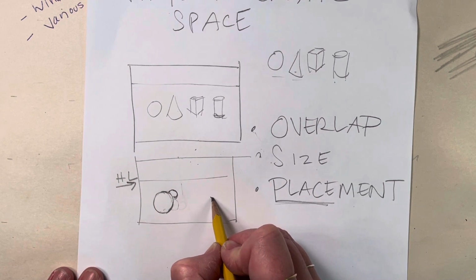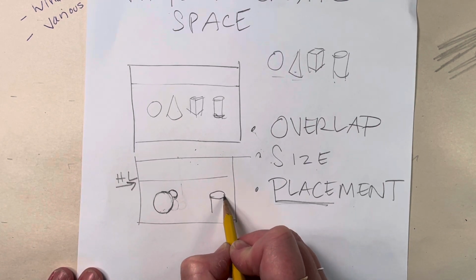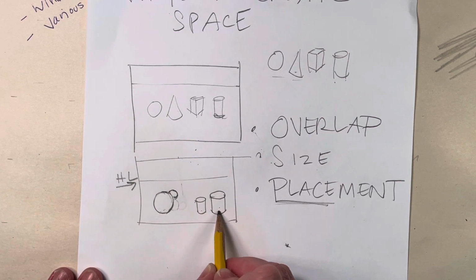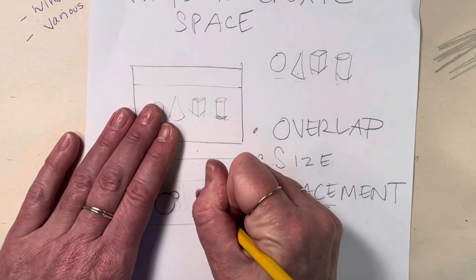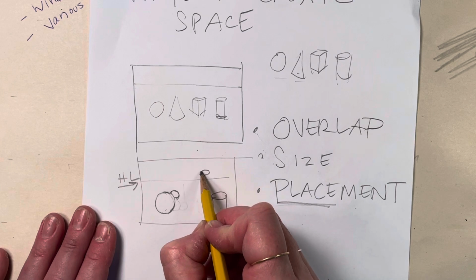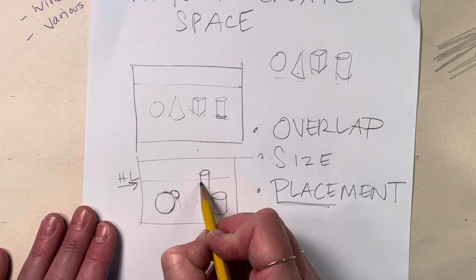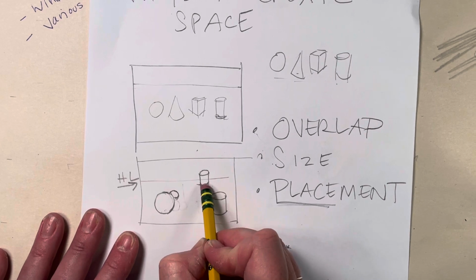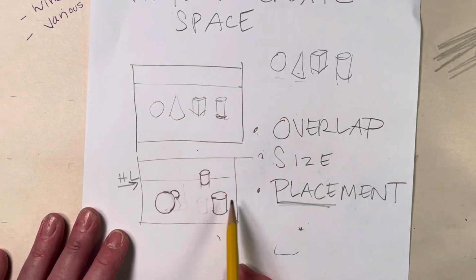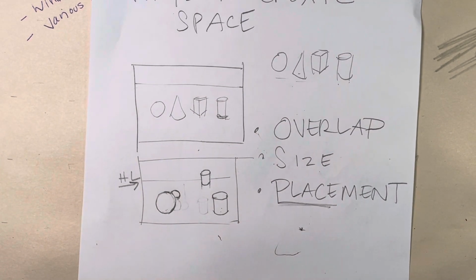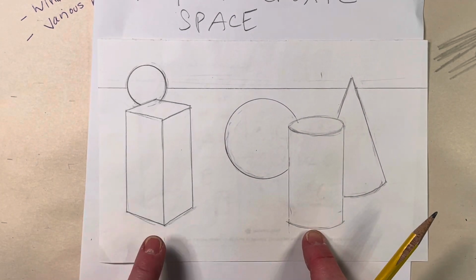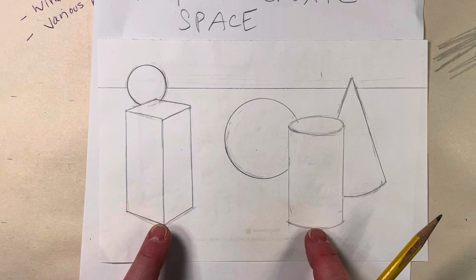If I have a cylinder, so if I put a cylinder down here, and I do a little one next to it, again, it just looks like he has a smaller friend, right? But if I place him closer to the horizon line and make him smaller, then he's going to look like he's farther away. So that's why this drawing works: these two objects look like they're closer to you.